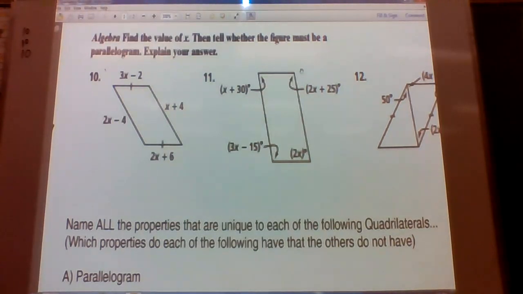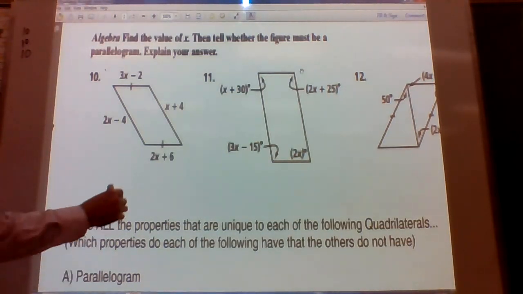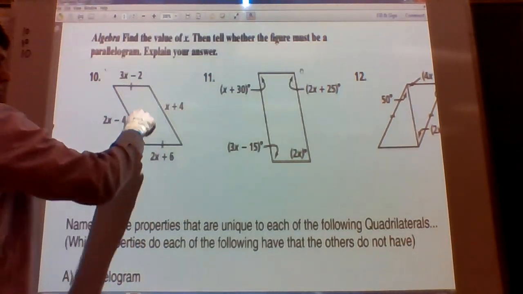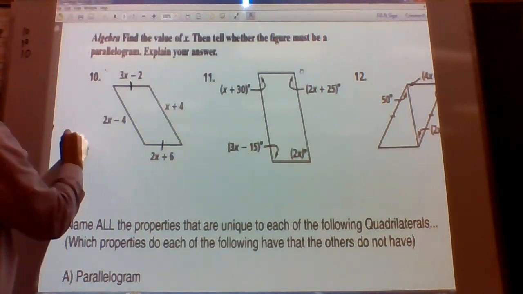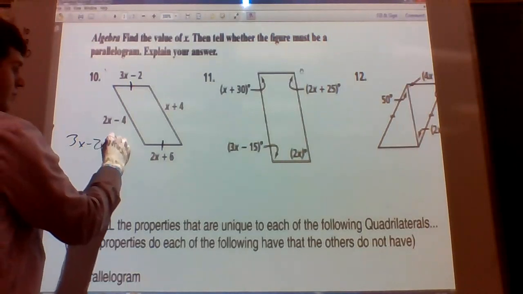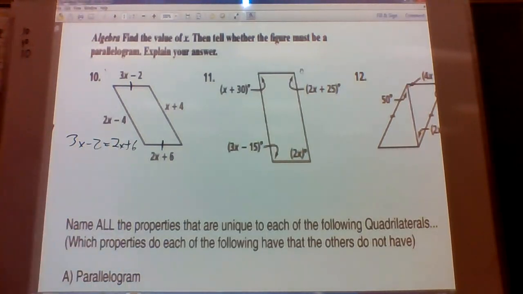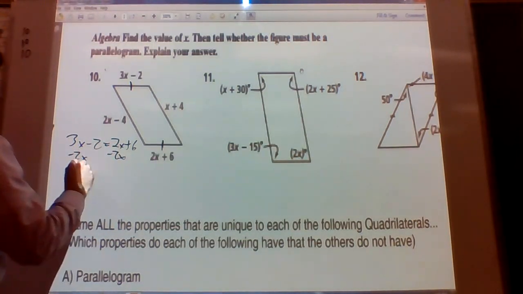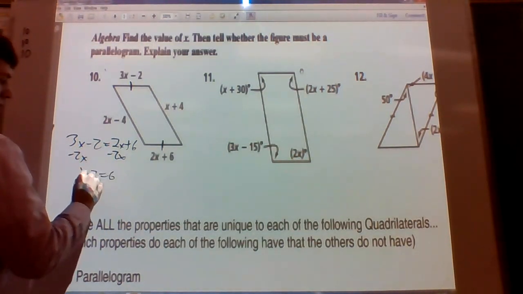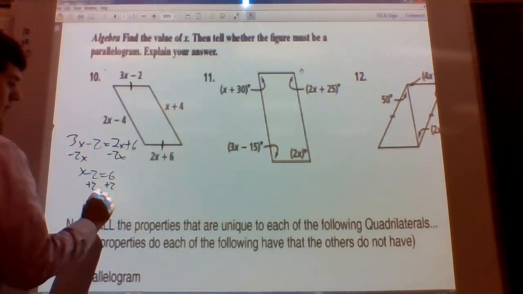Algebra. Find the value of x, then tell whether the figure must be a parallelogram. Explain your answer. So, well, it gives us two congruent sides. So 3x minus 2 equals 2x plus 6. Because if it's a parallelogram, opposite sides are congruent. Subtract 2x. We get x minus 2 equals 6. Add 2 to both sides. X equals 8.